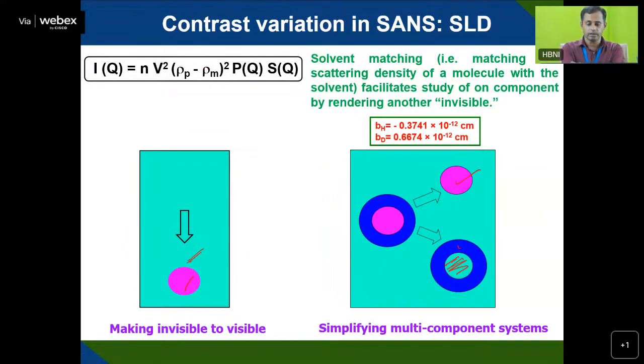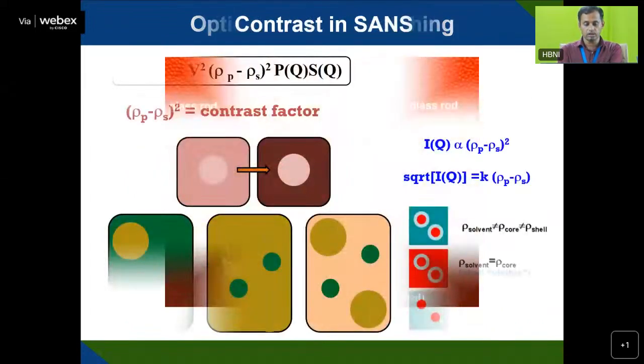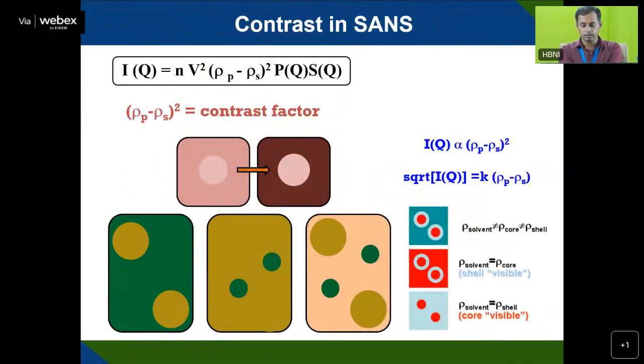In small angle neutron scattering, you choose your solvent in such a way, given that hydrogen is negative and deuterium is positive. By varying these two, you are able to see one structure over the other. You can see here rho solvent, rho core, and rho shell are not equal. The solvent is in green, the core in red, and the shell here. You can see the big shell here, so all the components are visible.